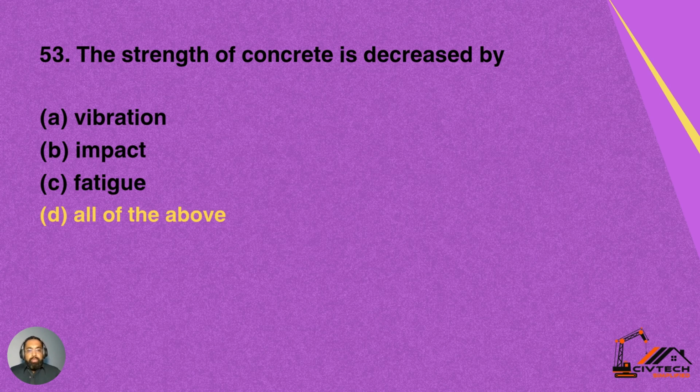53. The strength of concrete is decreased by: option A vibration, option B impact, option C fatigue, option D all of the above. So all these are the outcomes of the strength reduction. The strength is reduced when these activities are performed, like vibrating the concrete, impact, and fatigue. So all of these are the correct answers for this question. Option D is correct.